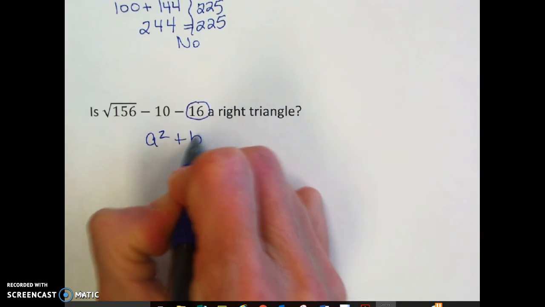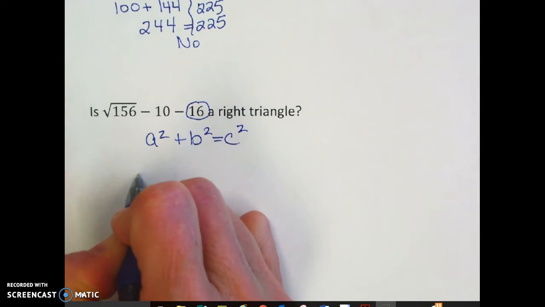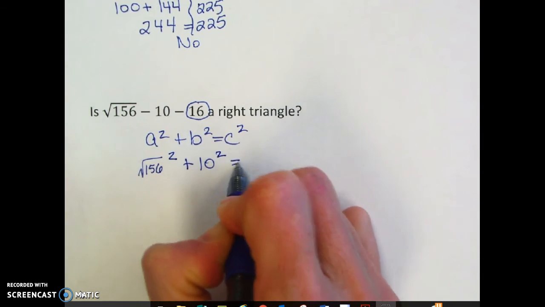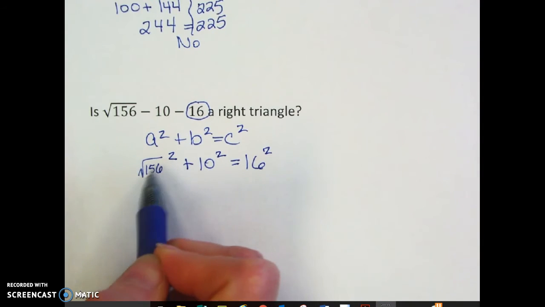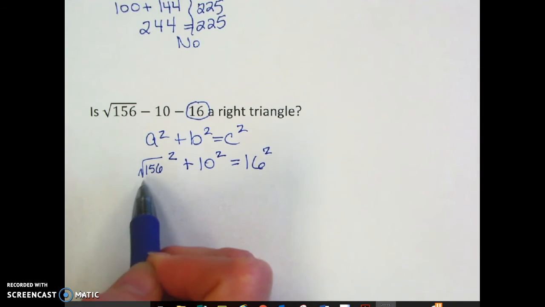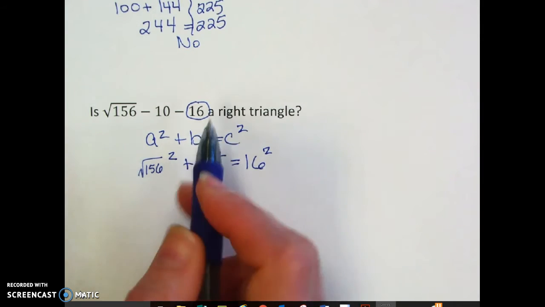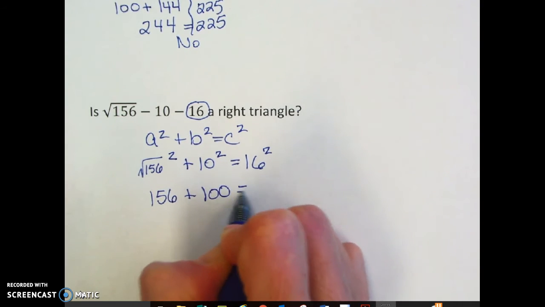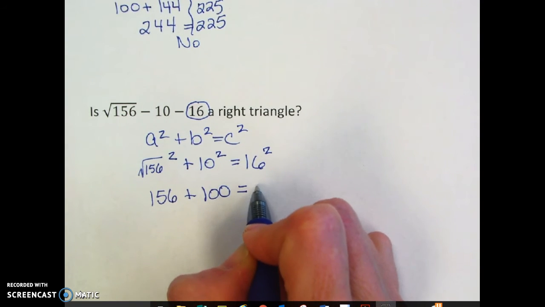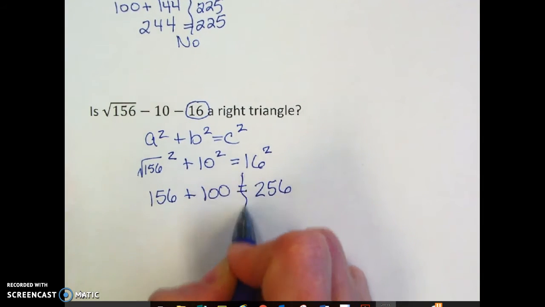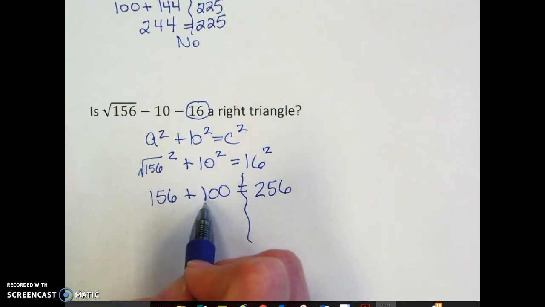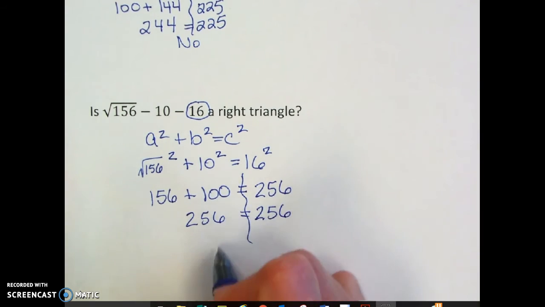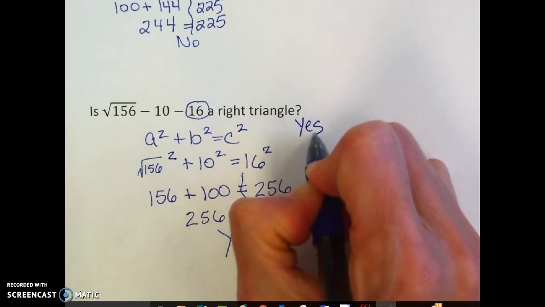All right, so a squared plus b squared equals c squared. We have the square root of 156 squared, 10 squared, and 16 squared. And you can put this in the calculator, but you should also realize that when you square root something and you square it, they undo each other, and you should just get 156. 10 squared is 100, and 16 squared is 256. Still, I'm working out the left and the right side separately. 156 plus 100 is 256. 256 equals 256. Yes, this is a right triangle.